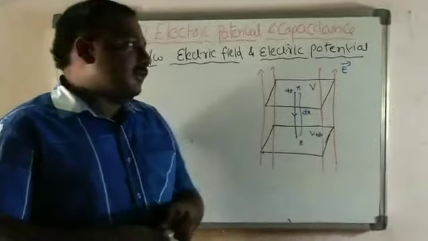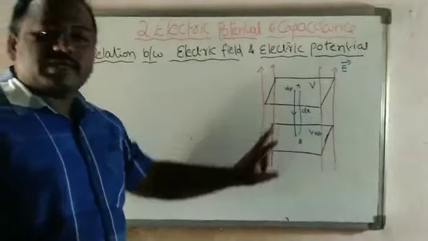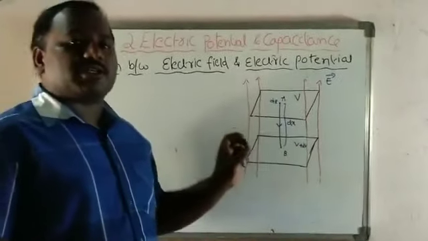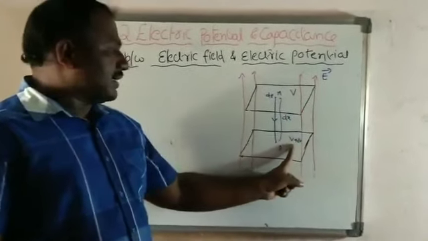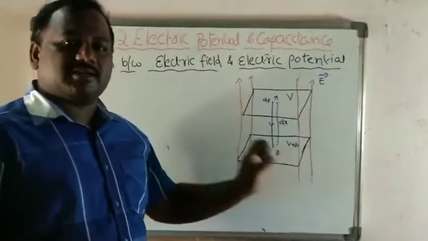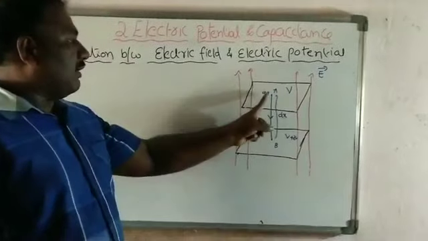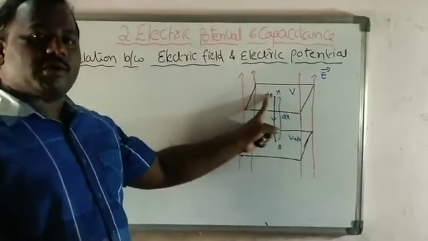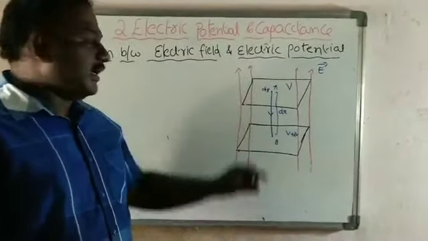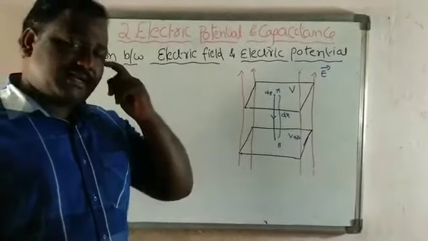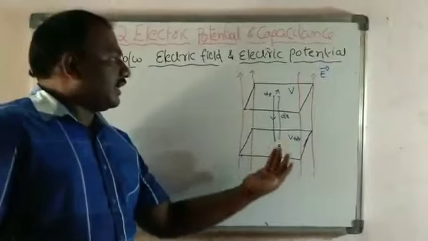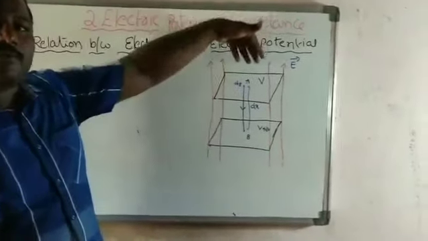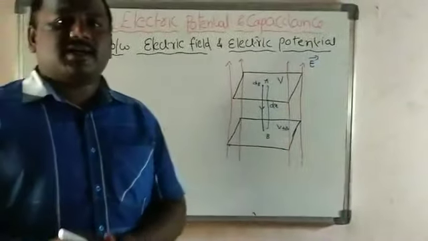Now here I consider two equipotential surfaces. One surface has potential V, the second surface has potential V plus dV, and I want to move a small charge dq from point A to point B. The distance is dx, and we always do work against the electric field. The electric field direction is upward, and we move the charges in the downward direction.